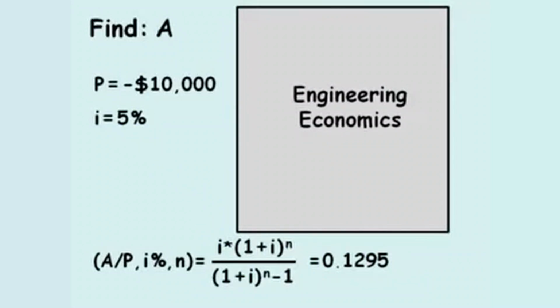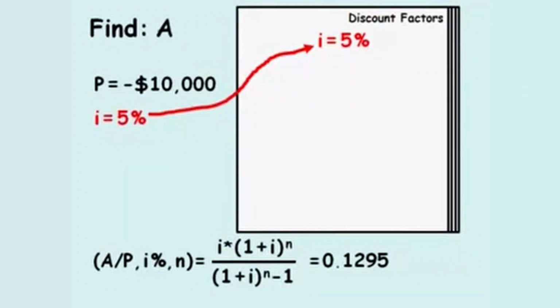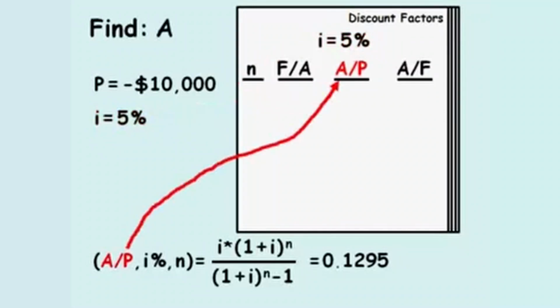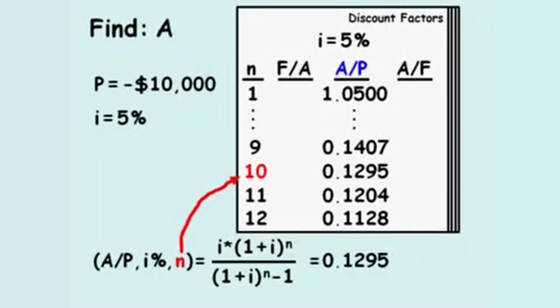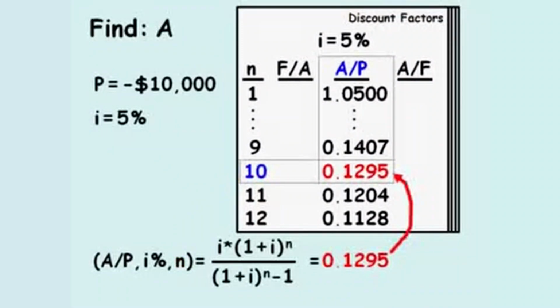First, find the page of values for the rate of 5%. Next, the column for A given P, or A/P, the capital recovery factor. Then trace down to the row where N equals 10, and the value at that row-column intersection should be the same as the value we calculated, 0.1295.